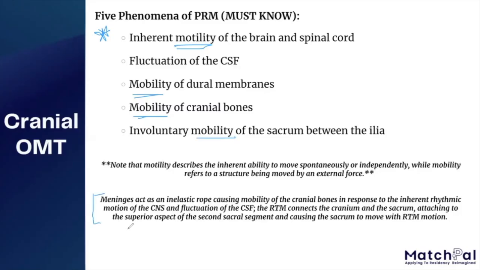To put it all together, meninges act as an inelastic rope causing mobility of the cranial bones in response to the inherent rhythmic motion of the central nervous system comprised by the brain and spinal cord, as well as the fluctuation of the cerebrospinal fluid. The reciprocal tension membrane connects the cranium and the sacrum, attaching to the superior aspect of the second sacral segment and causing the sacrum to move with reciprocal tension membrane motion.